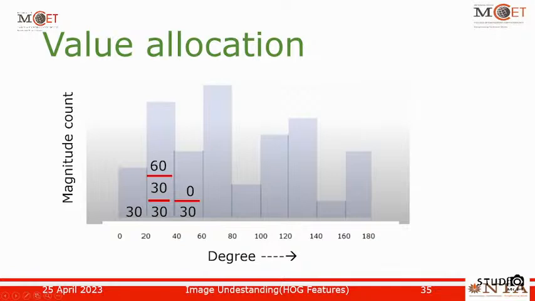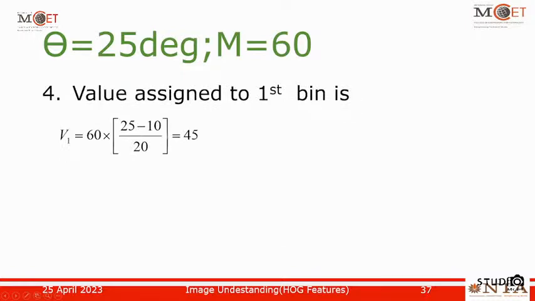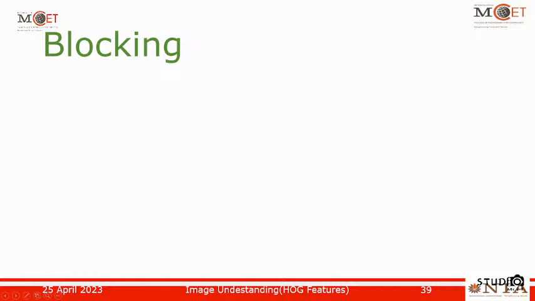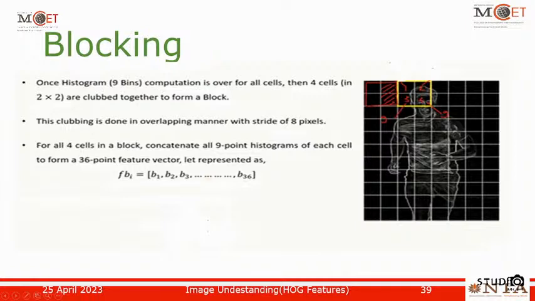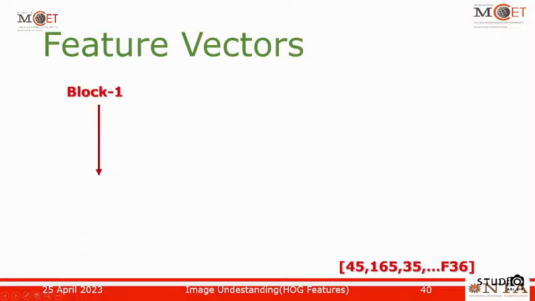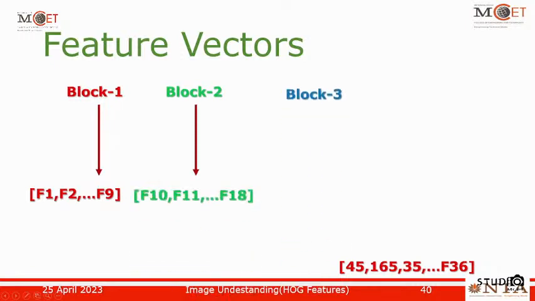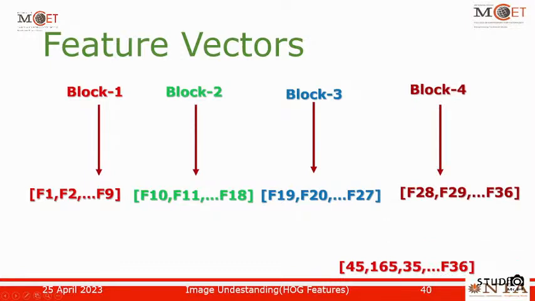45 could be in it for the end. But this block, what is this? Block is 8. Block is also about 8 cross 8. One block, how many? Here also, block number one, block number two. I'm getting the fourth block also.